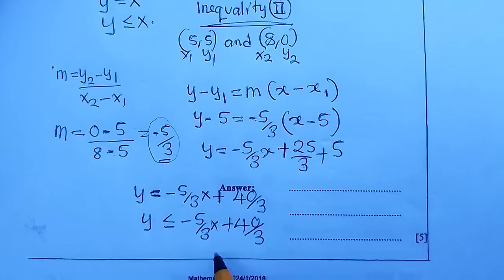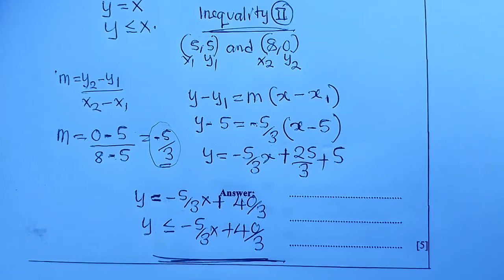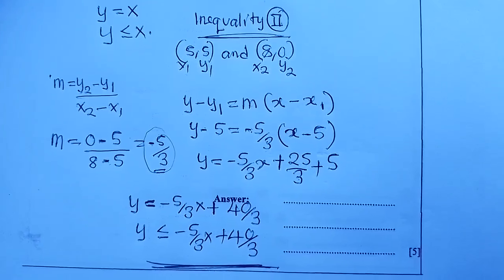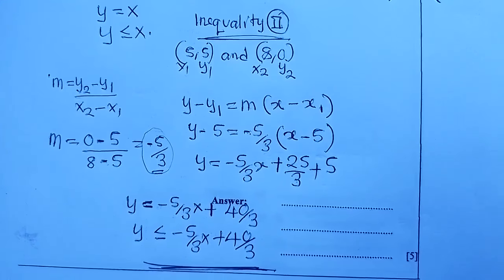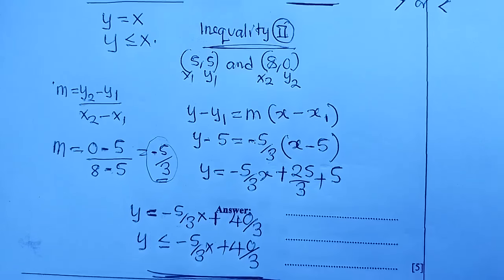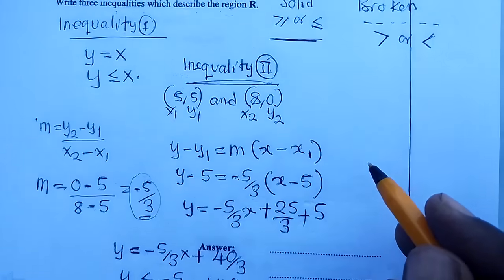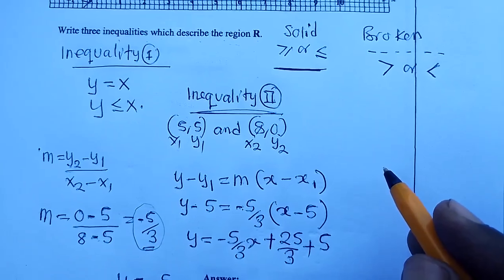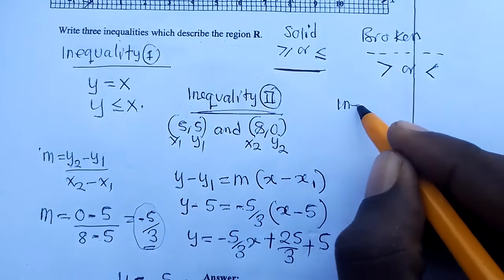This is your inequality. Have you seen? That is your inequality. So that is what you need to get. So now you say inequality 3. You move to inequality 3.